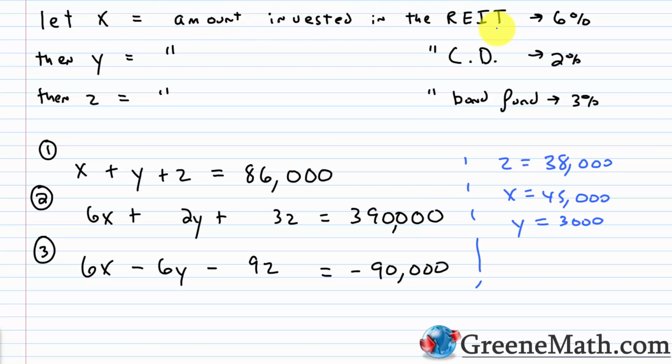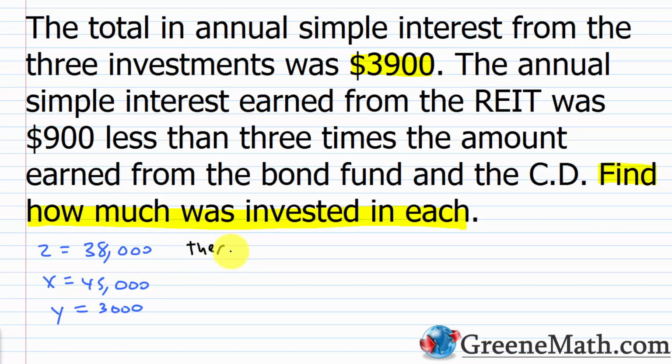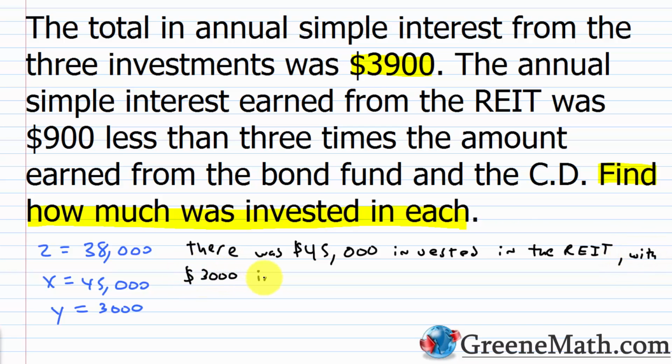Okay, so now I want you to remember what x, y, and z represent. X is the amount invested in the REIT. Y is the amount invested in the CD. Z is the amount invested in the bond fund. So let's take this up. We're going to say there was $45,000 invested in the REIT, with $3,000 invested in the CD and $38,000 invested in the bond fund.